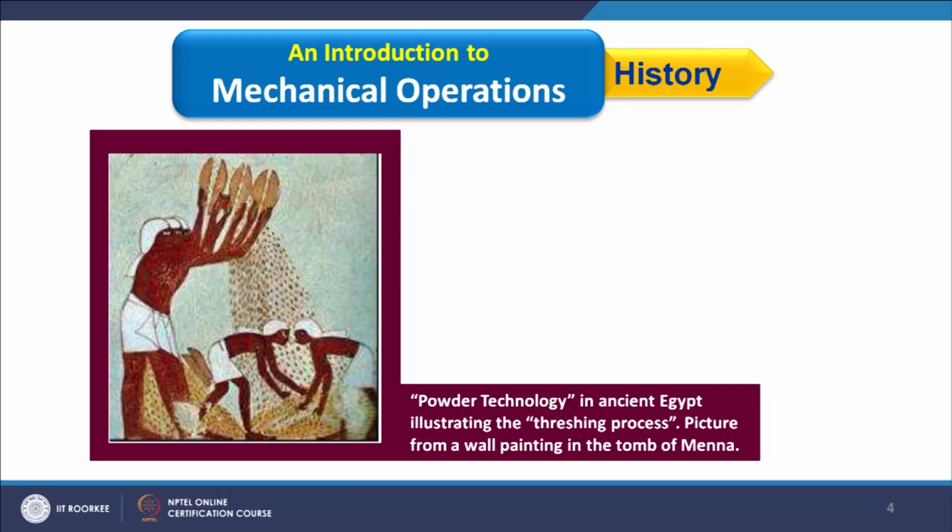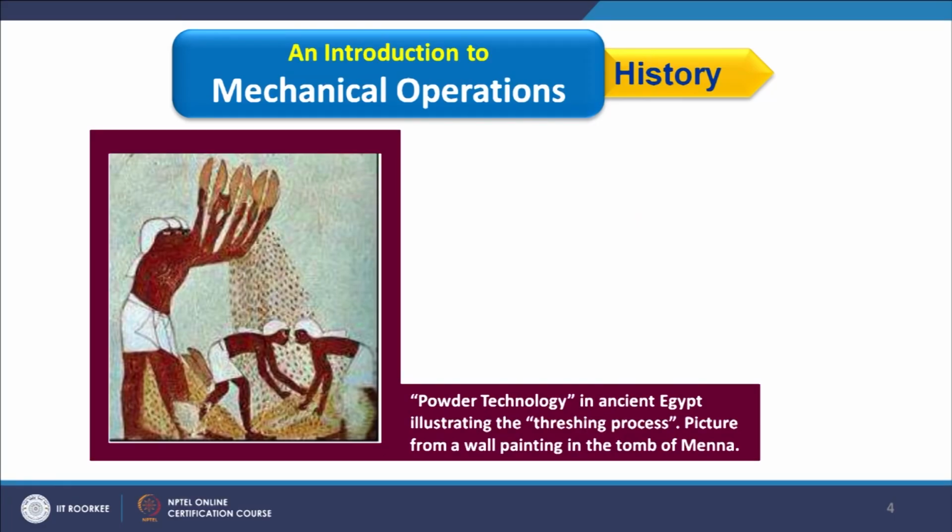Therefore, the utility of this particular course, mechanical operation, is significant as far as industrial application is concerned. Now I will speak about the history of mechanical operation to make you understand how long we have been using the concept of mechanical operation in our day-to-day life, knowingly or unknowingly. So in this slide, this particular figure I have taken is the powder technology in ancient Egypt, illustrating the threshing process, and this picture is taken from a tomb of Mena.